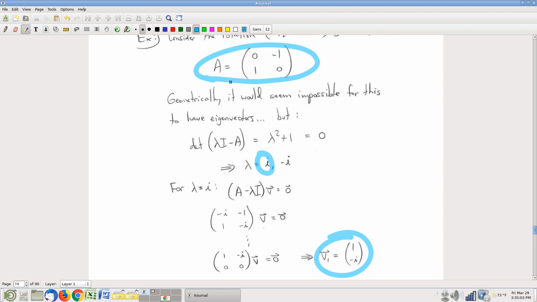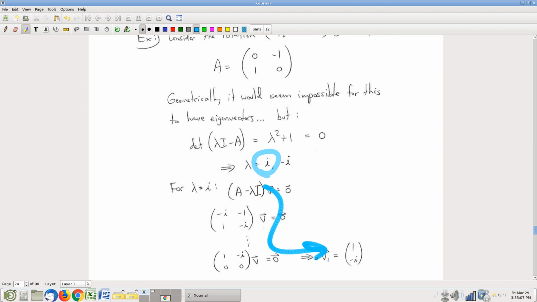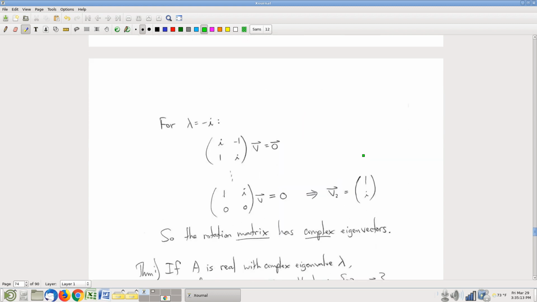Okay, so for this eigenvalue, we played the game. We got the eigenvector. We then, of course, have the other eigenvalue. Same game: A minus lambda I, row reduce, solve your pivot variables in terms of your free variables, and get the eigenvector.